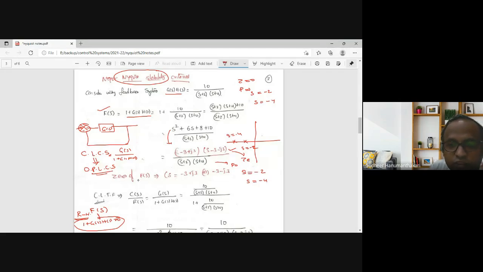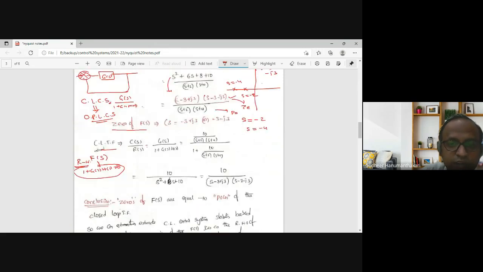Zeros, what are the zeros of F(s)? s = -3 + j3, s = -3 - j3. So minus will become plus, right? Plus 3 plus j3, 3 minus j3. Whether my assumption is correct or not, to verify, I'll create a closed loop transfer function.